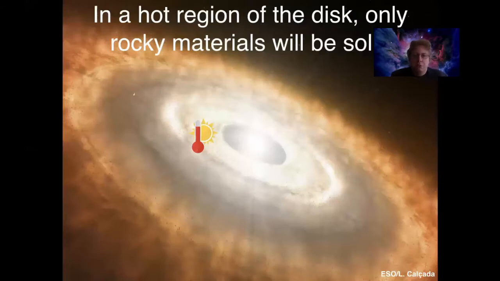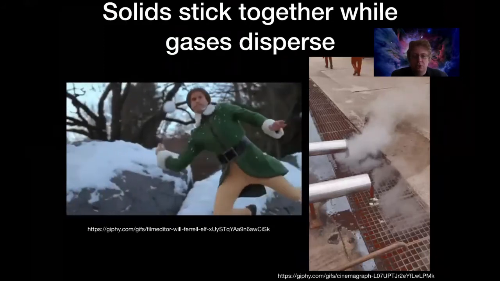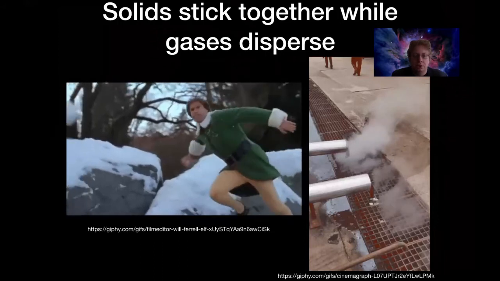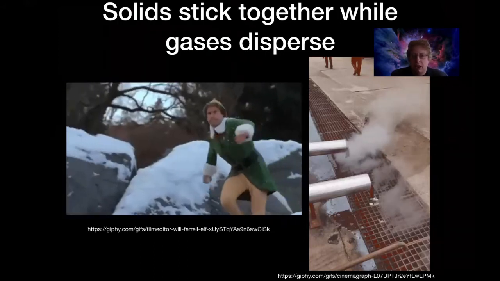So in hot regions of the disk, only the rocky materials will be solid, whereas further away, other materials will be as well. And the key idea here is that when you're trying to build something like a planet, you need for material to stick together. Solids stick together better than gases.